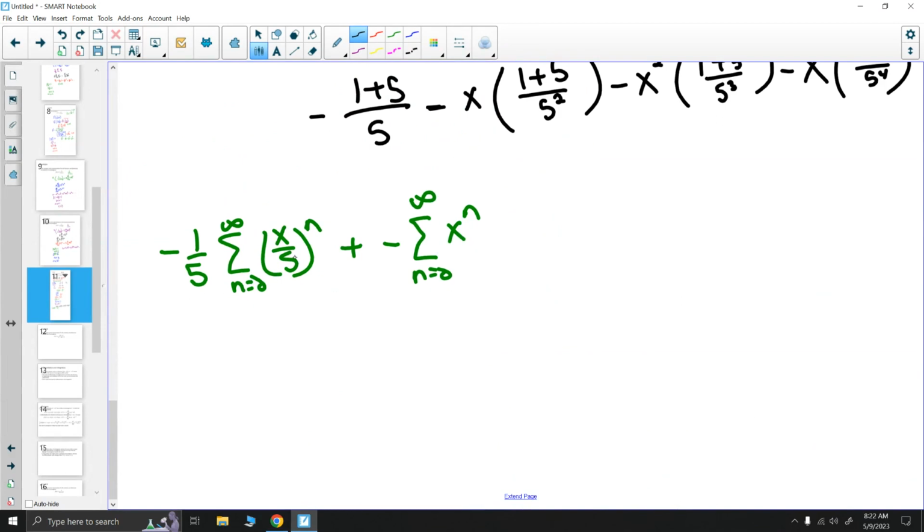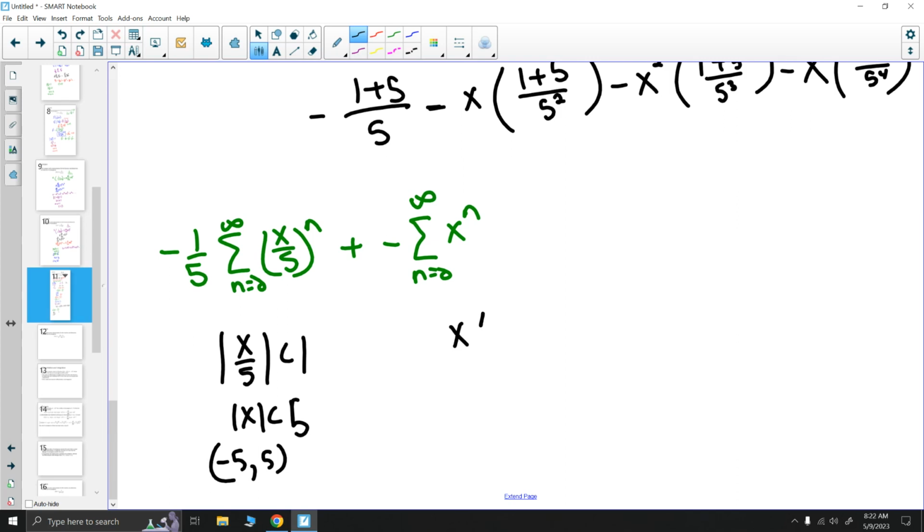Okay, so essentially x over 5 to the n, that would be the absolute value of x over 5 is less than 1. So multiplying by 5, absolute value of x is less than 5. That means that x is between negative 5 and 5. Now over here, this would just be absolute value of x is less than 1. So that means that x is between negative 1 and 1.